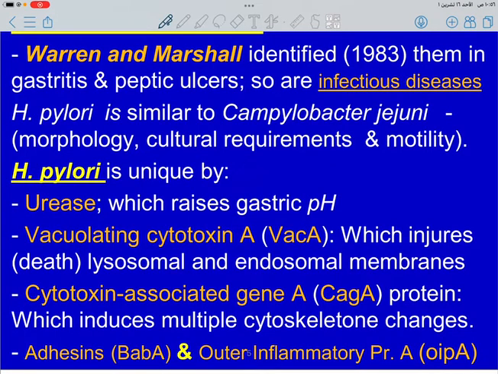Warren and Marshall identified in 1983 these microorganisms in relation to gastritis and peptic ulcer. So because these are microorganisms, gastritis and peptic ulcer disease can be considered as infectious diseases.